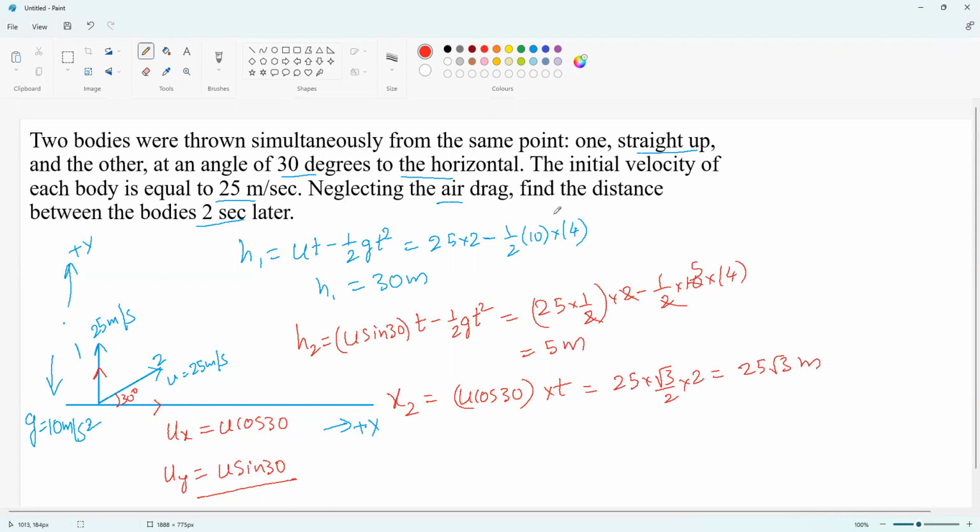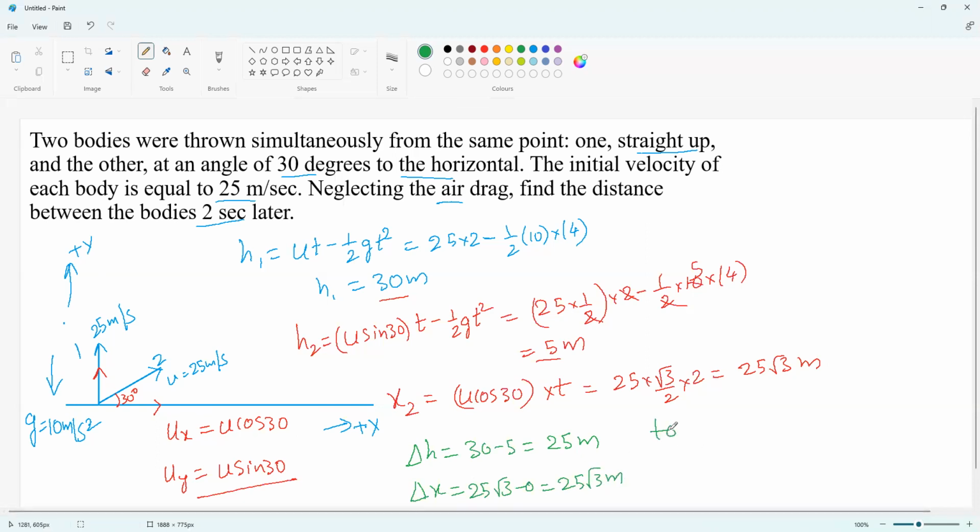Now to calculate the distance between them. What is the distance between them in the vertical direction? That will be 30 minus 5, so this is 25 meters. And the distance between them in the horizontal direction is, body 1 doesn't travel in the horizontal direction, so it is at 0. And body 2 travels a distance of 25 root 3. So the distance between them in the horizontal direction is 25 root 3 minus 0. This is 25 root 3 meters.